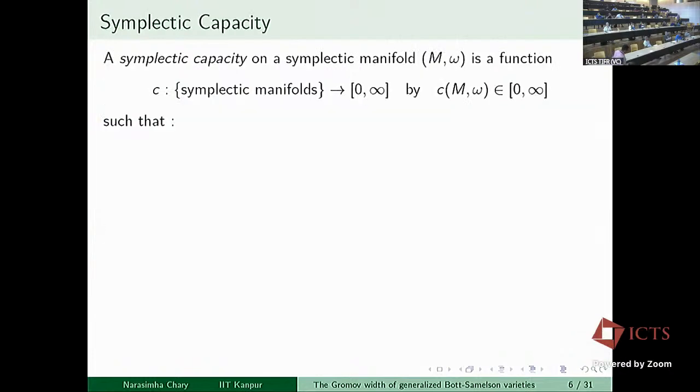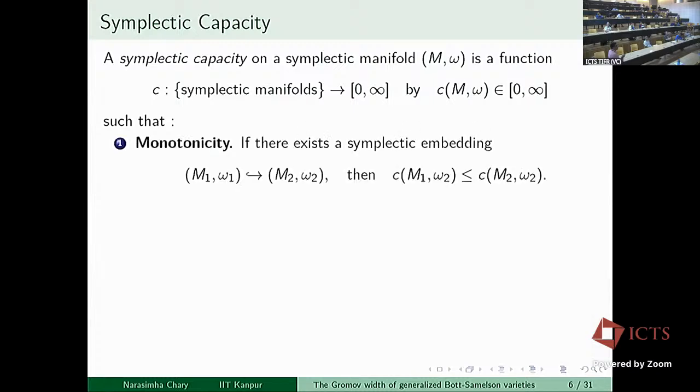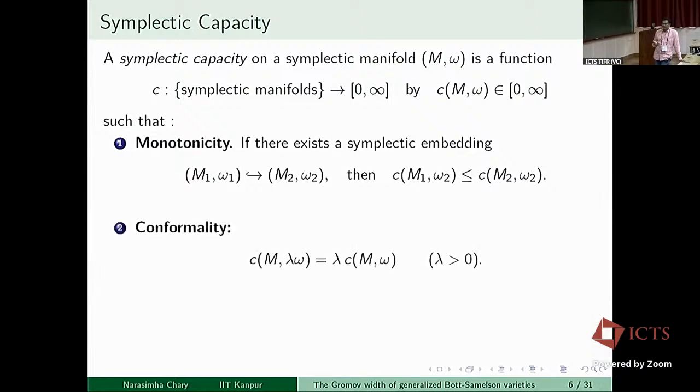Now we'll see some properties of the Gromov width. I'll define a general notion of a symplectic capacity, which assigns a number to a symplectic manifold and satisfies the following properties. One is monotonicity, which means if you have a symplectic embedding of one manifold into another, then the value is also less than or equal. The other is conformality, which means if you scale your symplectic form by lambda, then the value also scales by lambda.